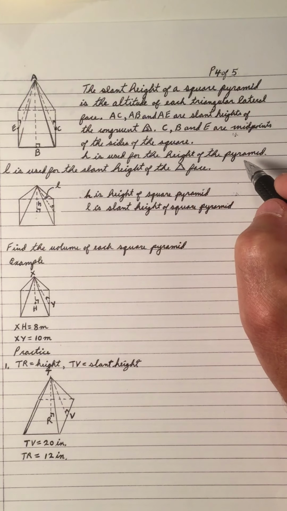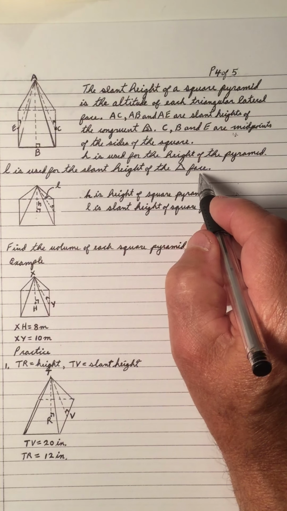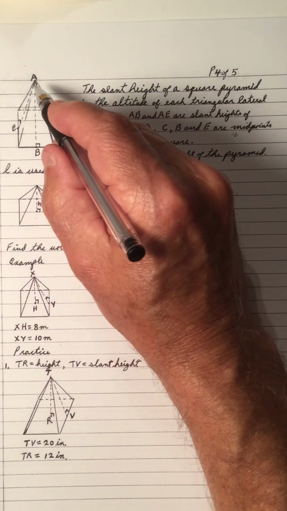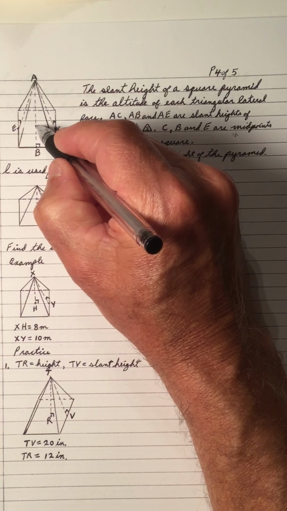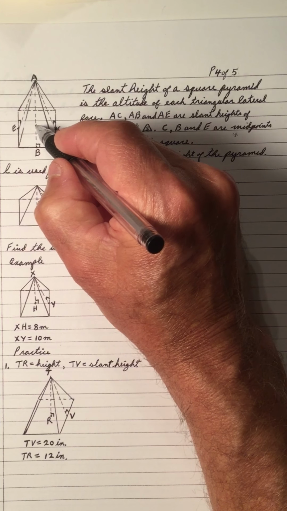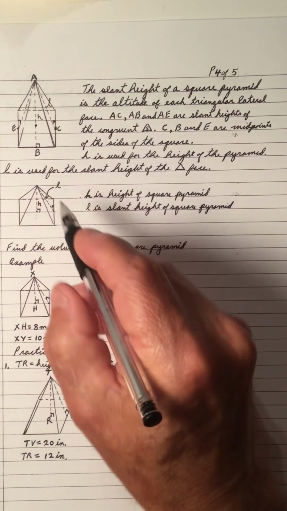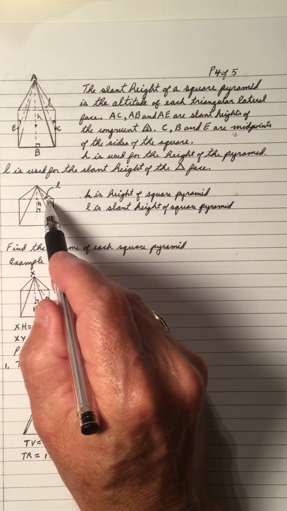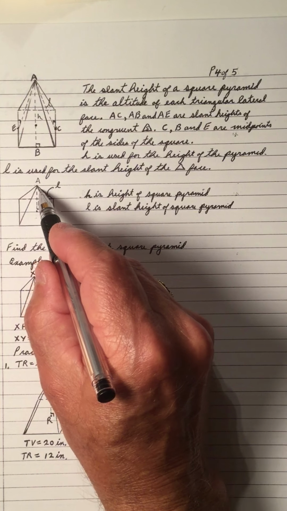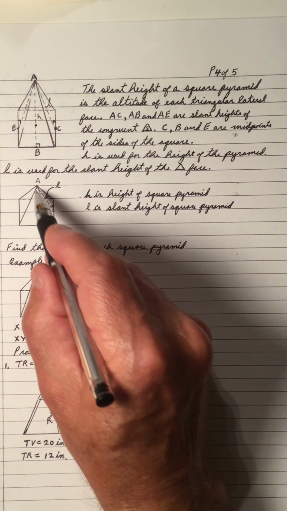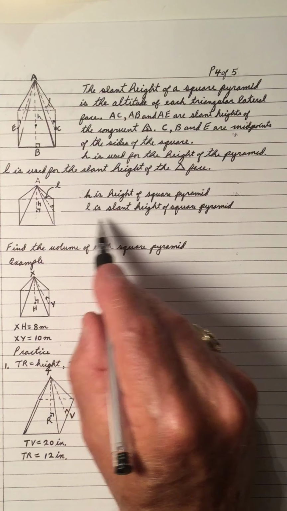H is used for the height of the pyramid, and L is used for the slant height of the face. So note, the height going down comes right through here. You can't see because I got that line there. The height goes to the middle of the base. The height of the pyramid is from here right to the middle of the square. Slant height is on the side, so that's the L. And this is the better diagram. So we pretend that that's the A right there. This is the slant height going down the side of the triangle. This is the height going from the top to the base. So H is the height, L is the slant height.